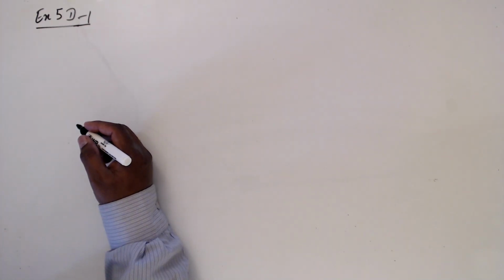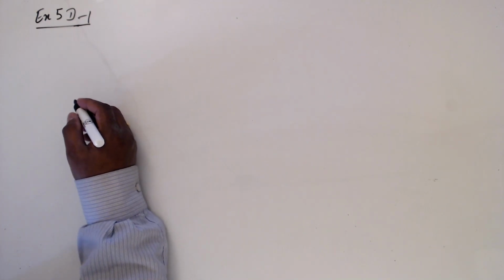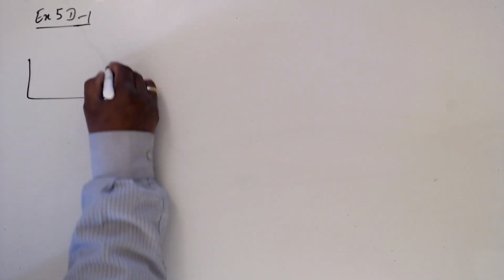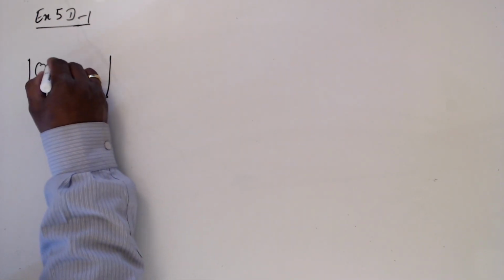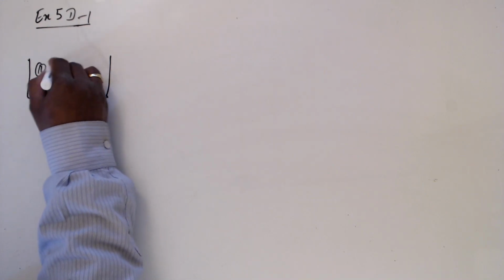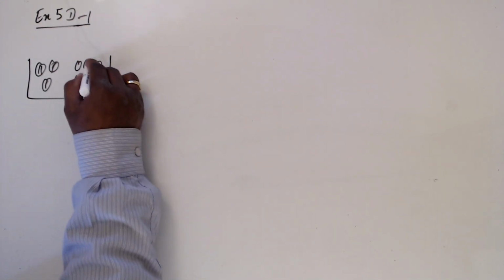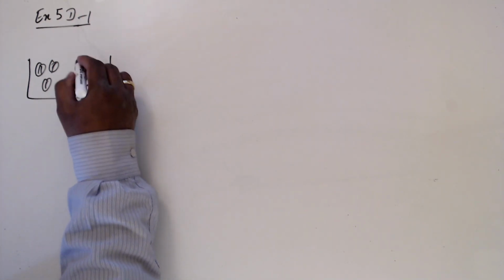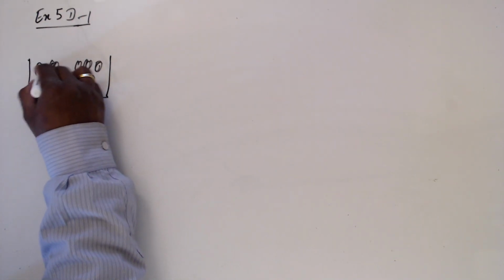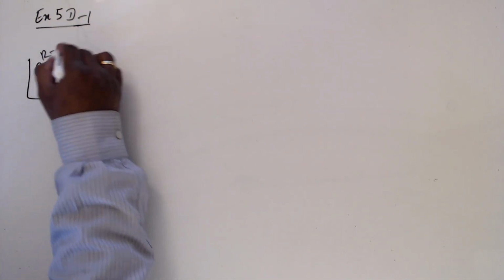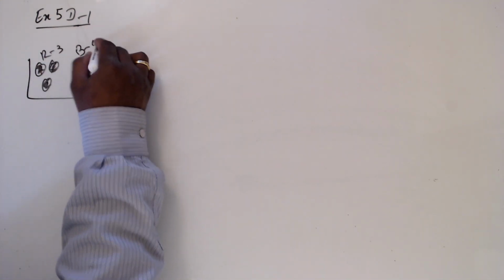Exercise 5D, question number 1. The bag contained 3 red and 5 blue beads. They are the same size. So red 3 and blue 5.